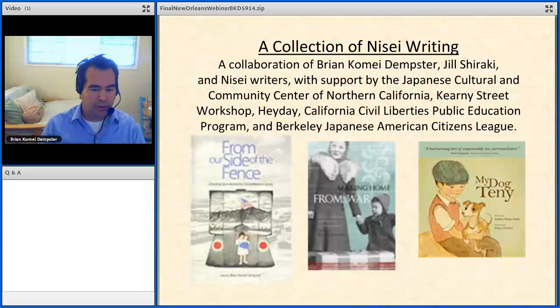The book in the middle, Making Home from War, is more focused on the post-war resettlement experiences. It's the same group of writers, but focusing more upon 1945 to 1955 and their experiences after the war, which is a somewhat neglected area in terms of storytelling. And the final book, My Dog Tenny, is a children's book based upon one of the stories in From Our Side of the Fence by Wayne Osaki.